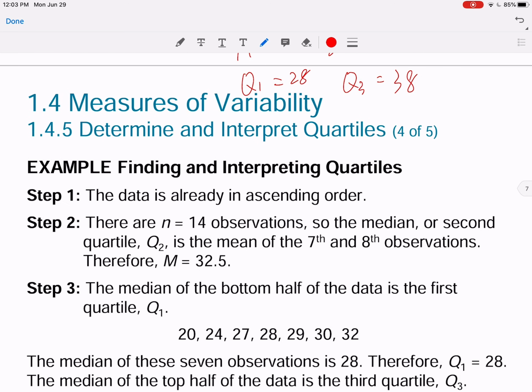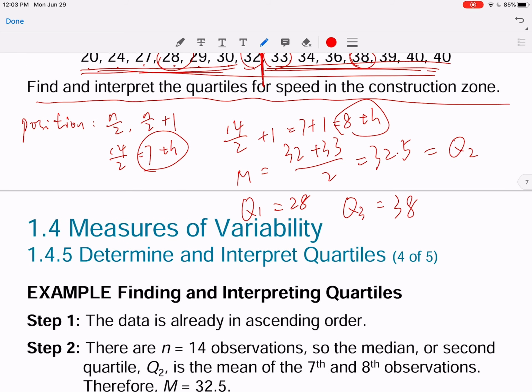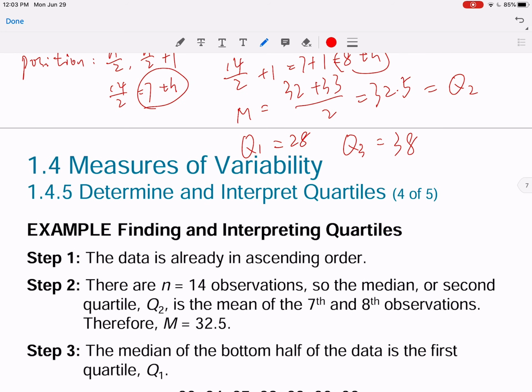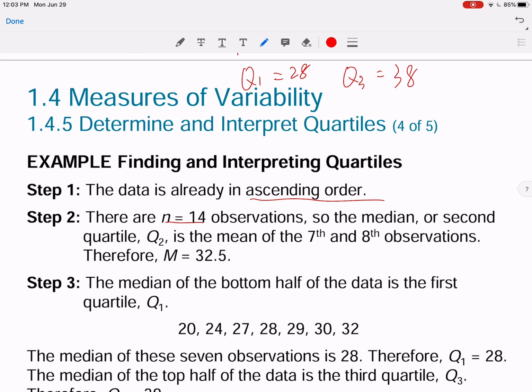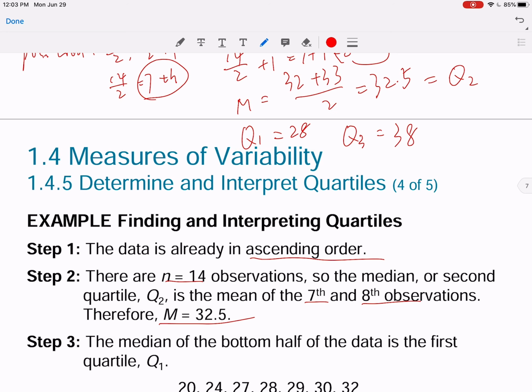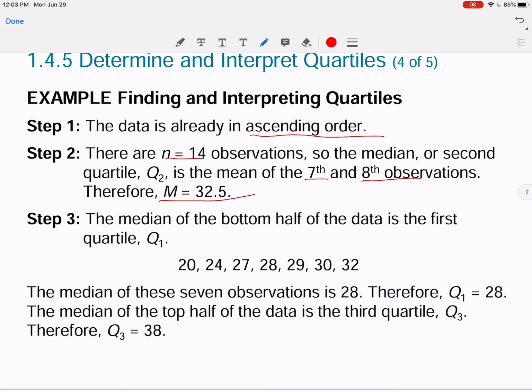Now, let's take a look at the exact steps, which are pretty much the same as what we just went over. Step 1, the data is already in ascending order, as given in the problem here. There are 14 observations, so the median, or second quartile Q2, is the mean of the 7th and 8th observations. Therefore, the median is 32.5, the same as what we got over here. The median of the bottom half of the data is the first quartile Q1. So this is the bottom half of the data, and the median of that would be 28, which is Q1.